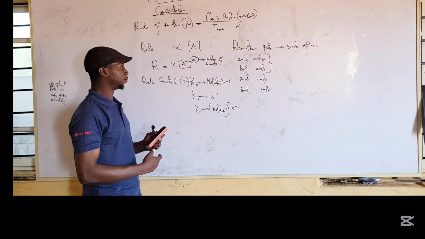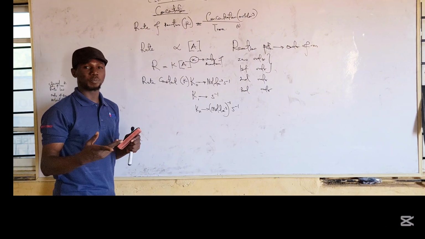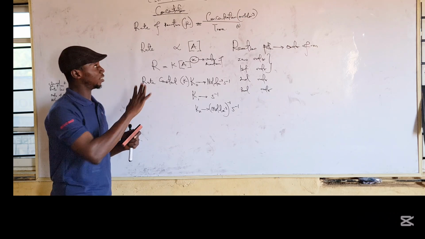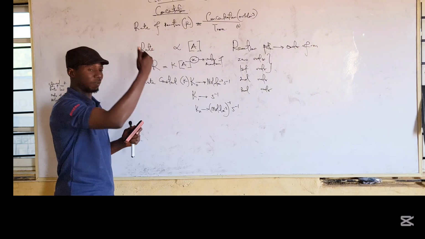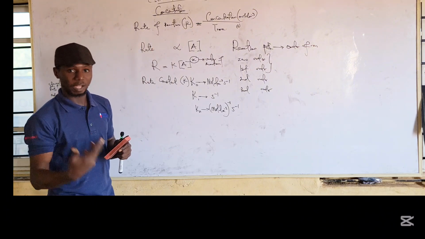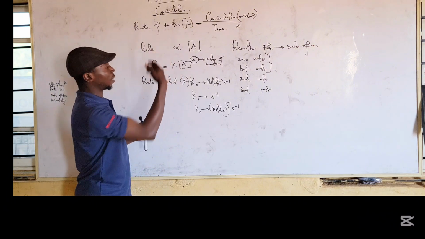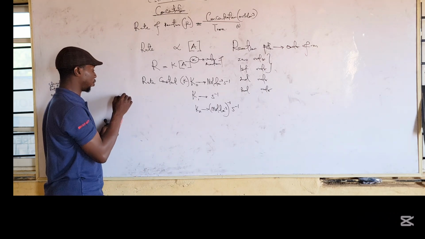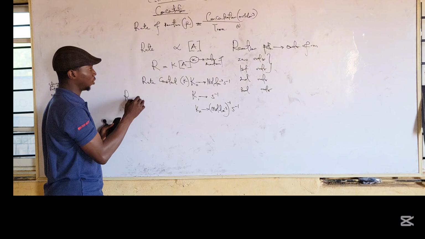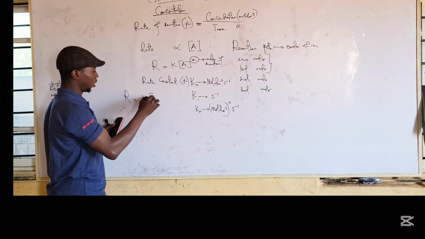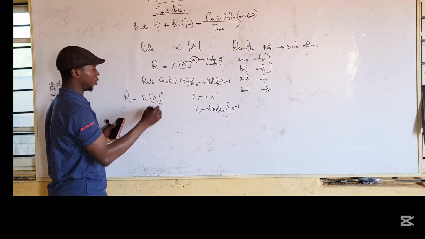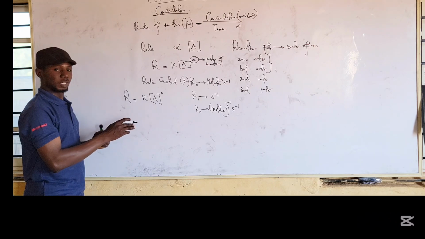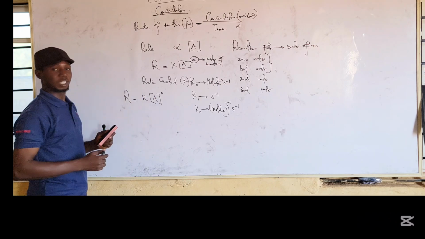Second order. Now, how do we compare rate and concentration? Because that is our main concern in this topic. We have explained how other factors affect rate of reaction, but we have not established how concentration affects it. Now, if we have a reaction at first order, R is equal to K[A] raised to power 0. It means this reaction is zero order in respect to reactant A.